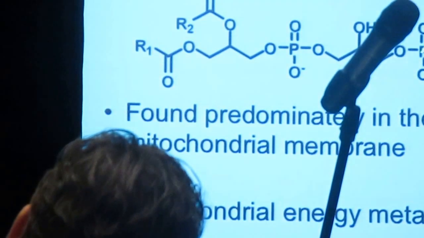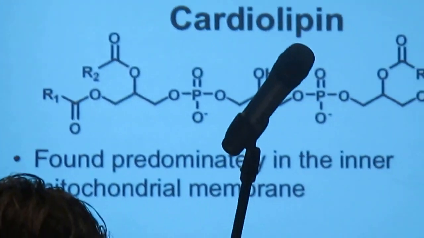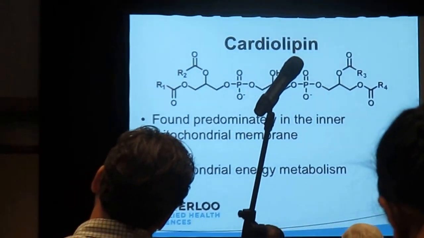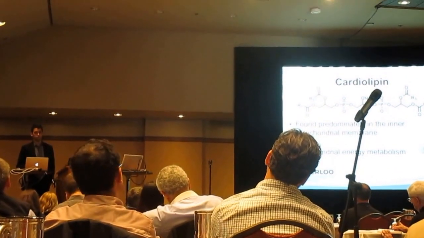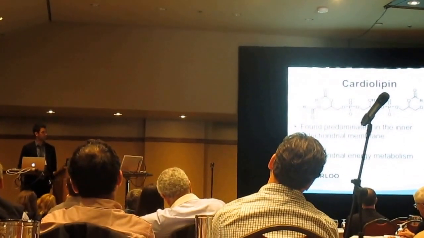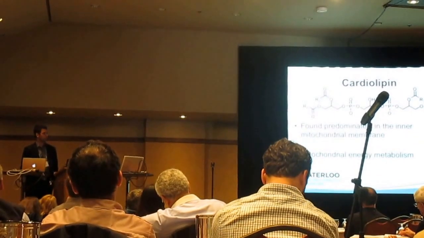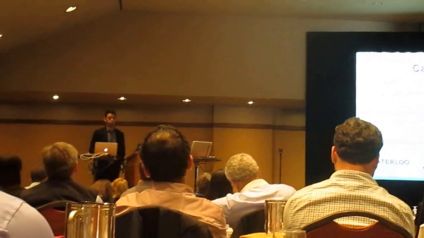It's a diphospholipid, so you can see the first phospholipid here, the second over here, and they're joined together by glycerol. Cardiolipin is predominantly found in the inner mitochondrial membrane, and it's involved in mitochondrial energy metabolism. A lot of proteins that function in the ETC, the electron transport chain, need to function in a cardiolipin-rich environment.